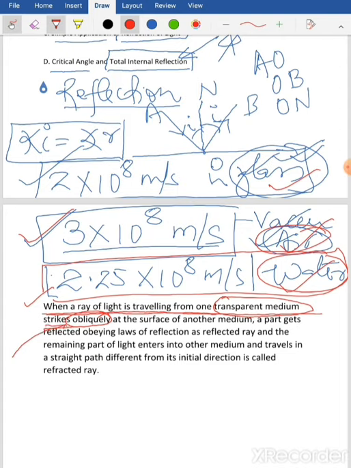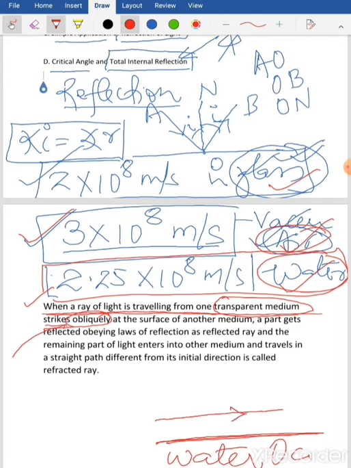For example, suppose this is your water, water in the ocean, or you can write sea, and this is the surface of the water. So if a ray of light is traveling in this way, they are parallel to each other, means will this ray of light enter in the water here? No, isn't it? The ray is traveling in the air here. It's not entering to the next medium, that is water here.